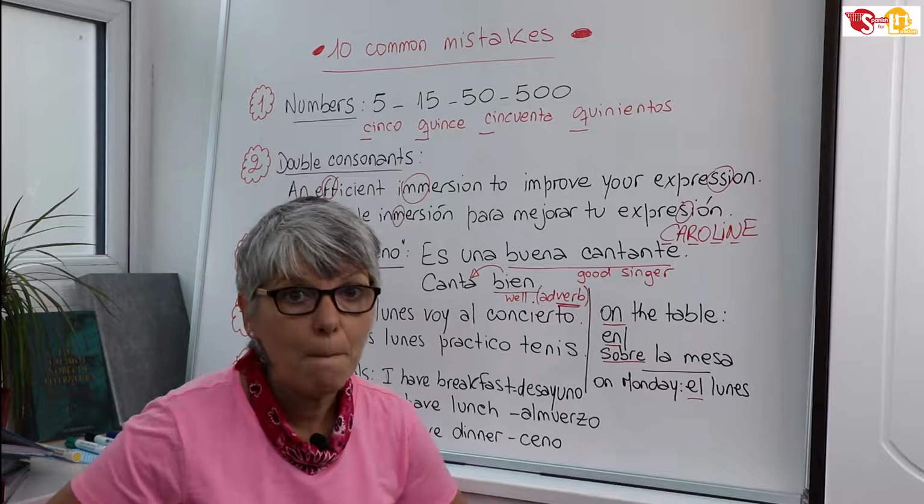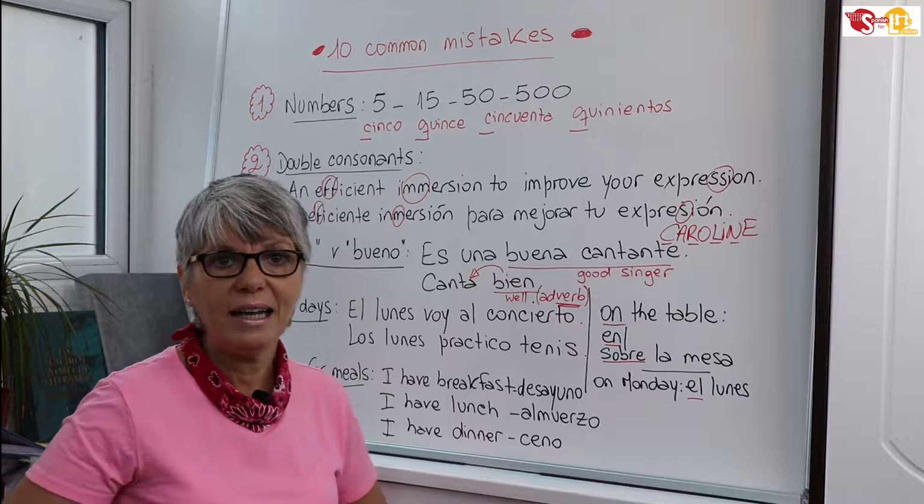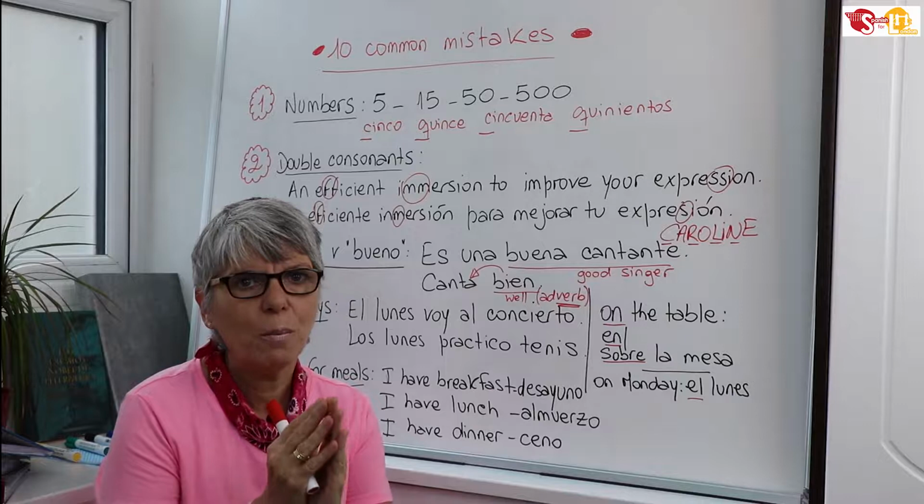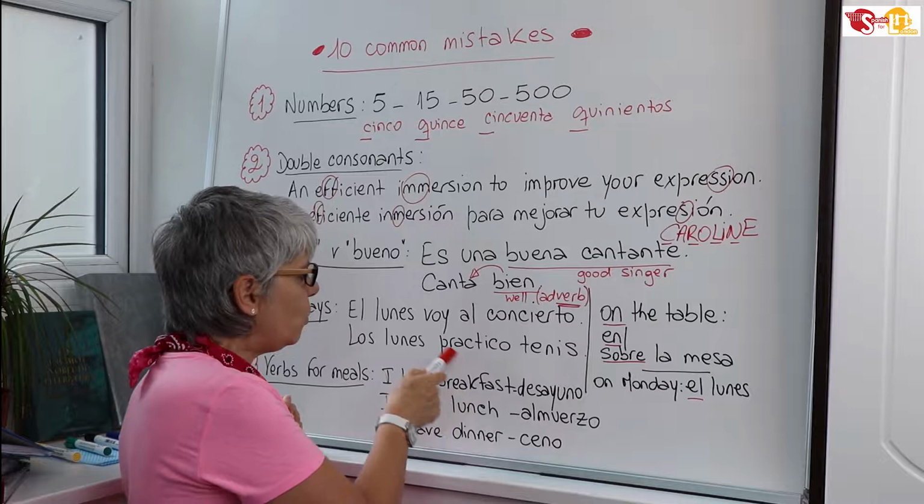You know that we have the three verbs to say to have breakfast, desayunar, to have lunch, almorzar, and to have dinner, cenar. In English, we don't have specific verbs to convey these meanings. That's why we use the verb to have as an auxiliary verb. So we say, I have breakfast, using three words, or I have lunch, or I have dinner.